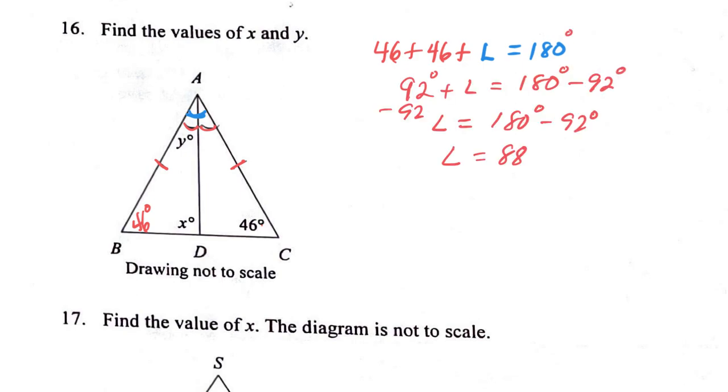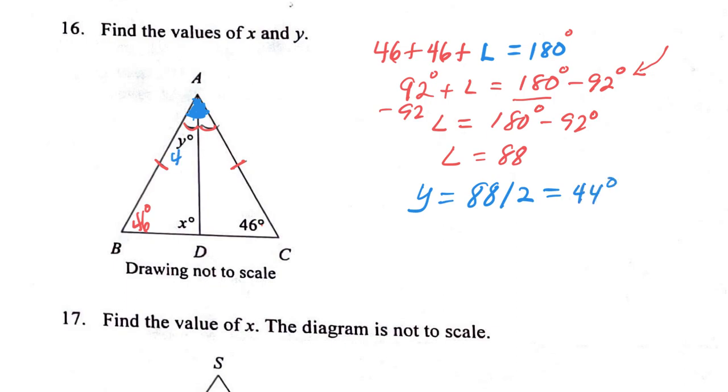I know that the base angles are 46 plus 46, which gives you 92. So 92 plus the large angle is equal to 180. That's where I'm at right here. Now to find this entire angle, which is angle A, I'm going to have to subtract 92 from 180, and that gave me 88. Now 88 is the measure of the entire angle, so if I just want y, then it has to be 88 divided by 2, which gives you 44.